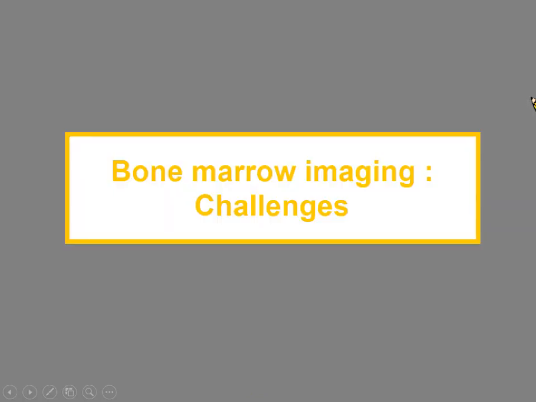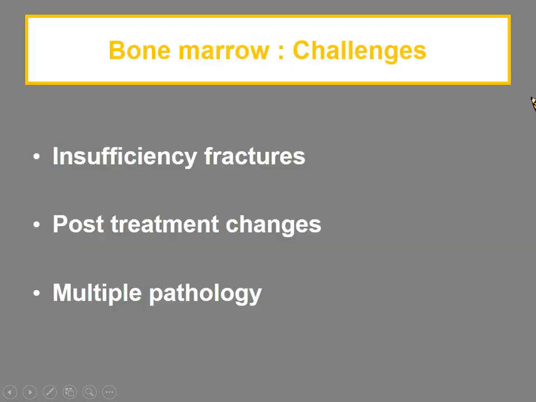Now, moving on quickly to some of the challenges that we may encounter in marrow imaging. There are a number of challenges, but I will only have time to deal quickly with three. The first is insufficiency fractures. Now, I used to work in a cancer center, and every few months we would see patients with insufficiency fractures referred to us as having bone metastasis.